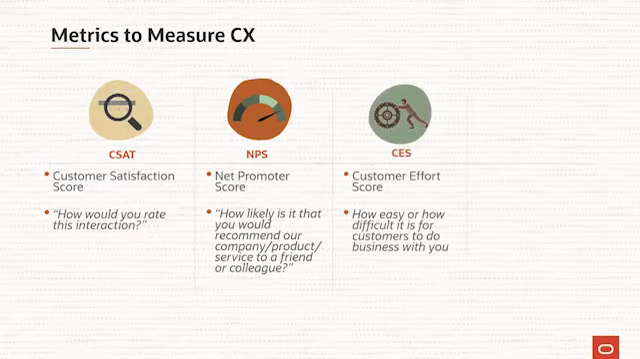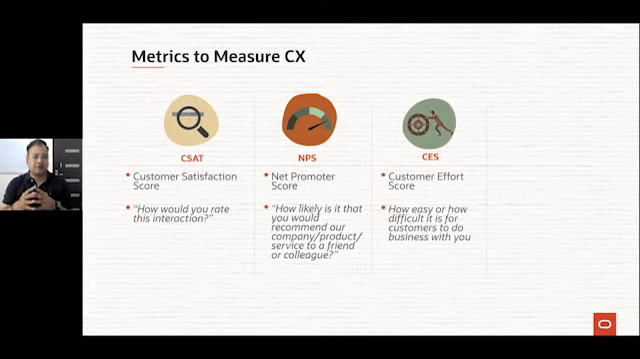The third is a little more complex than a basic CSAT and an NPS, which is the customer effort score. It gauges how easy or how difficult it is for the customer to do business with you.